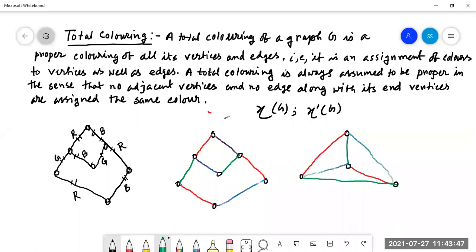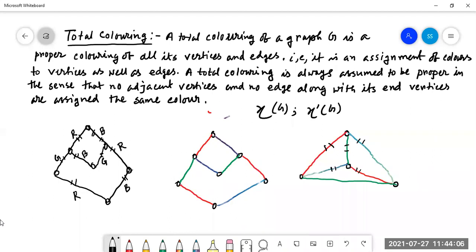Here, no two incident edges are in the same color. Here the incident edges are this, this, this. They are incident, and they are different colors. It is red, it is green, it is blue. Again, these three are the incident edges.